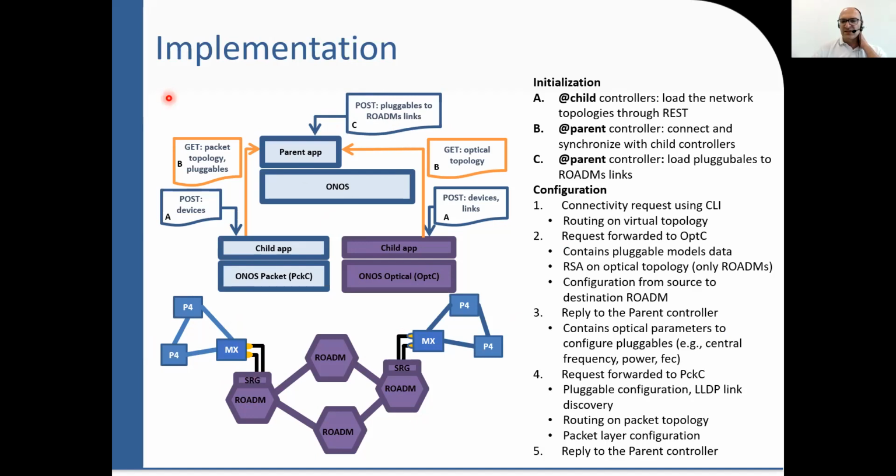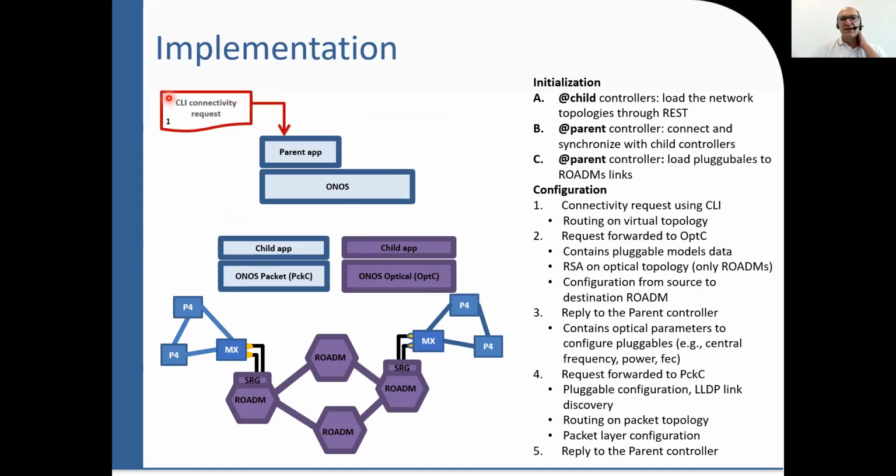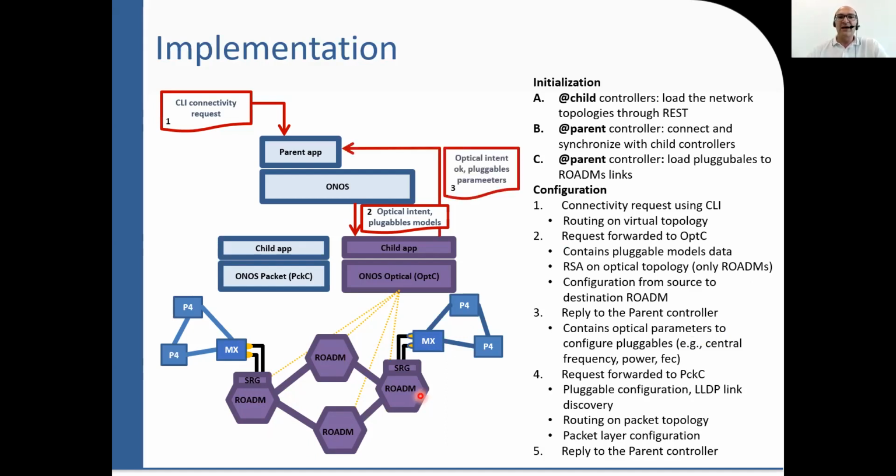Once it has this full view, it can handle a connectivity request. And also in this case, we need coordination. First, the connection is passed to the optical controller, which can compute the path, assuming from pluggable to pluggable, from transceiver to transceiver, but configuring only the ROADMs, the optical line system. And it identifies the type of pluggable. Of course, it needs to be informed by the parent controller about which types of pluggable modules are installed in the box, so which capabilities they have.